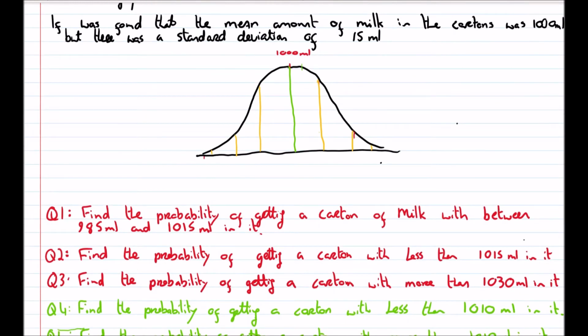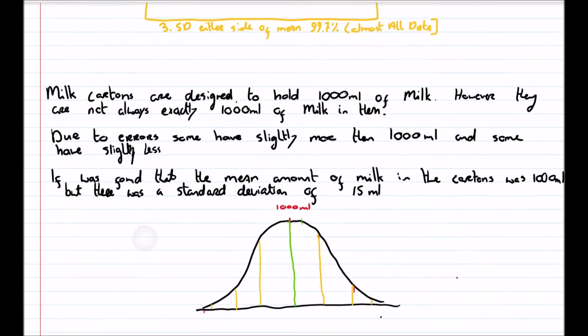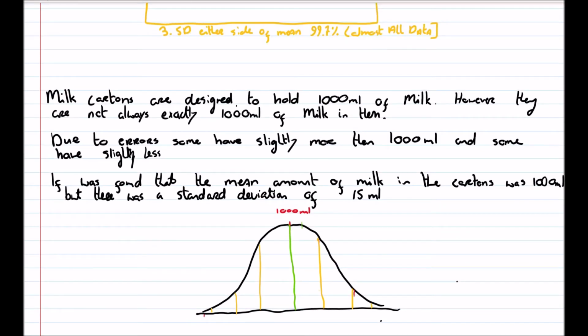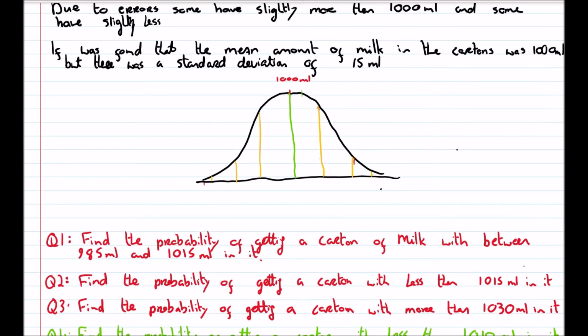Right, so a few very quick questions to do. The ones in red, I'm going to use the empirical rule. Right, could use z-scores, but let's just use the empirical rule to be quicker. The questions in green, I'll use z-scores. Okay, I'll read the question first. Milk cartons are designed to hold 1000 millilitres, which is a litre. However, they're not always exactly 1000 millilitres of milk in them. Sometimes it's a bit more, sometimes it's a bit less. Due to errors, some are slightly more than 1000 millilitres, some are slightly less. It was found that the mean amount of milk in the cartons was, in fact, 1000 millilitres. However, there was a standard deviation, so they differed sometimes, and that was 15 millilitres.